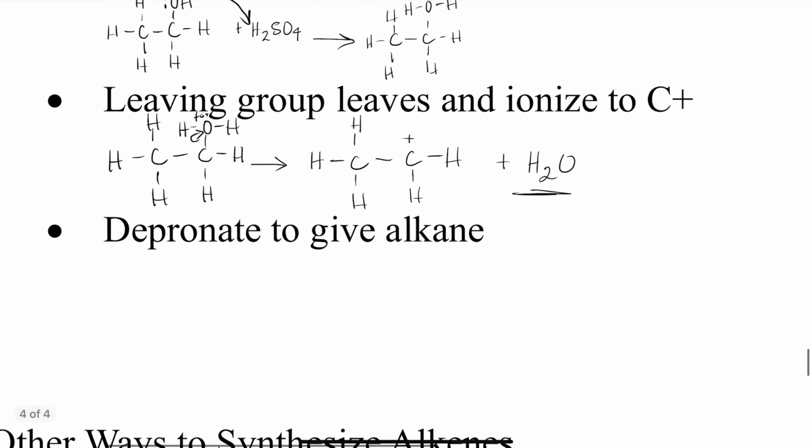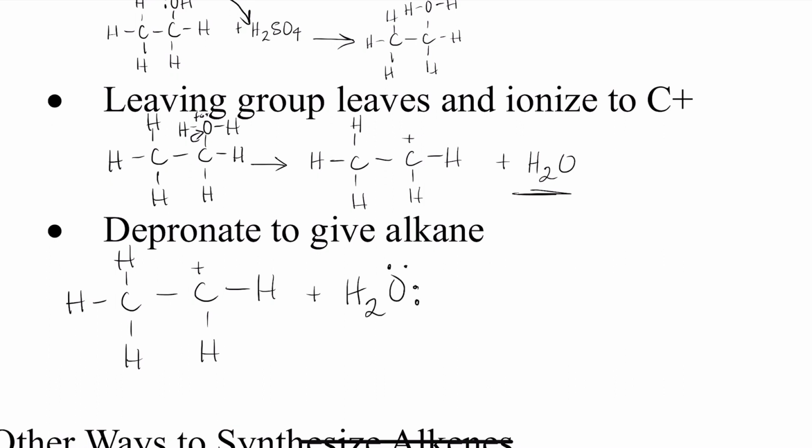So what's going to happen now is our water, our solvent, which is a good ionizing solvent, is going to then abstract a surrounding hydrogen, which is going to create a hydronium ion. We remove our hydrogen. The bond between our carbon and hydrogen is now going to fold between our 2 carbons, giving us a double bond. And that is our final product.